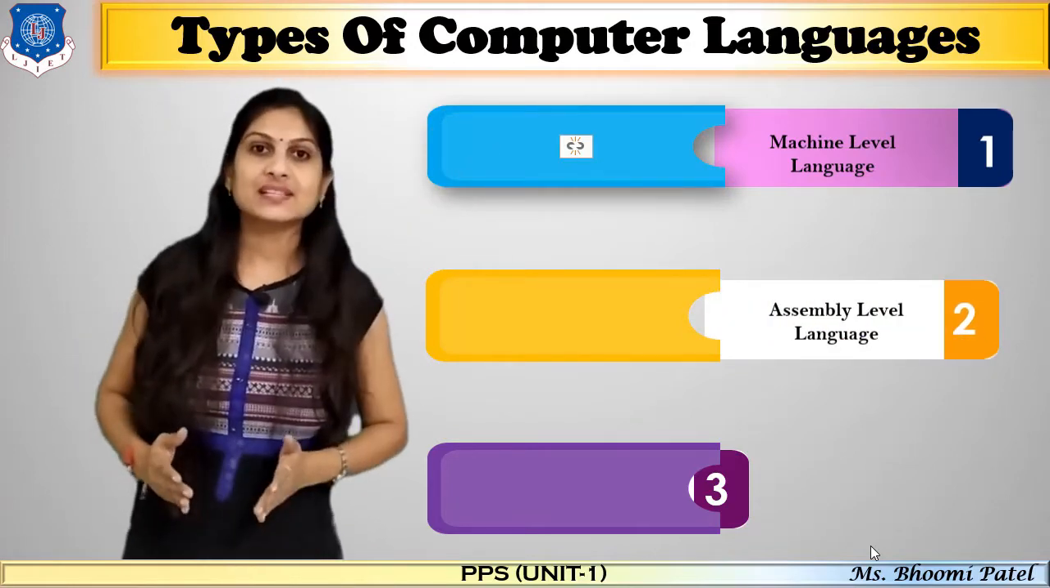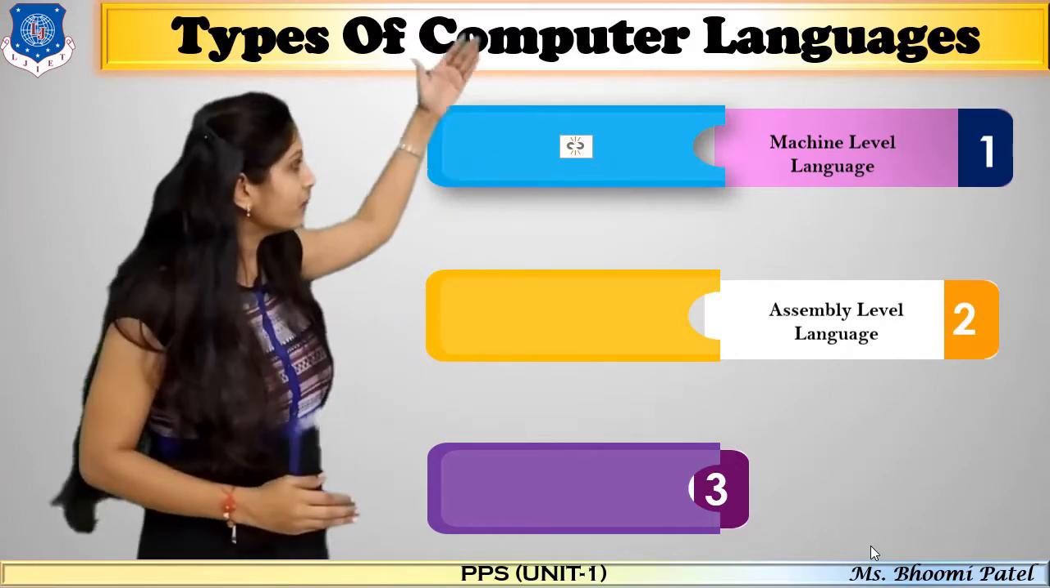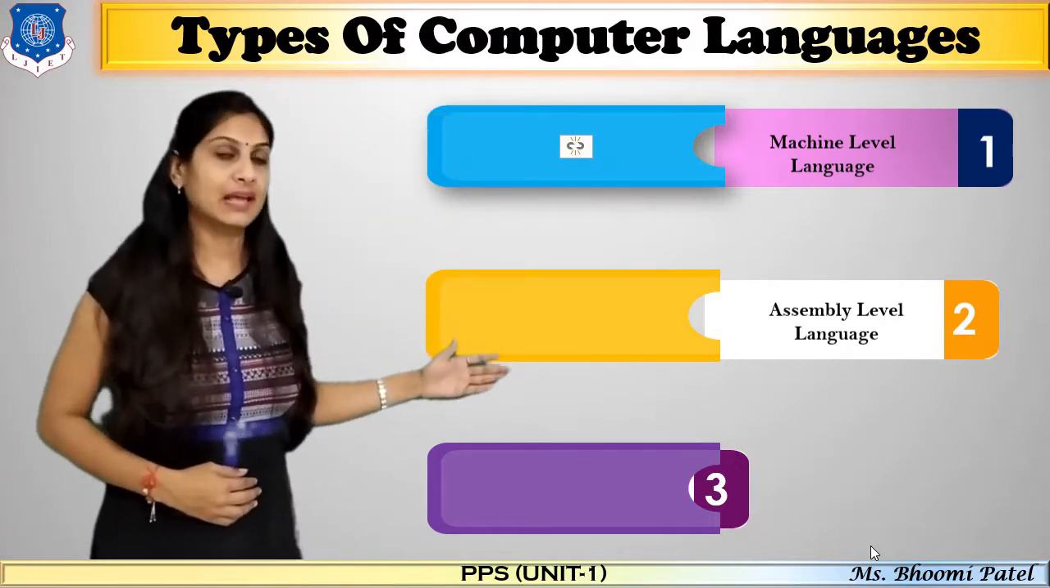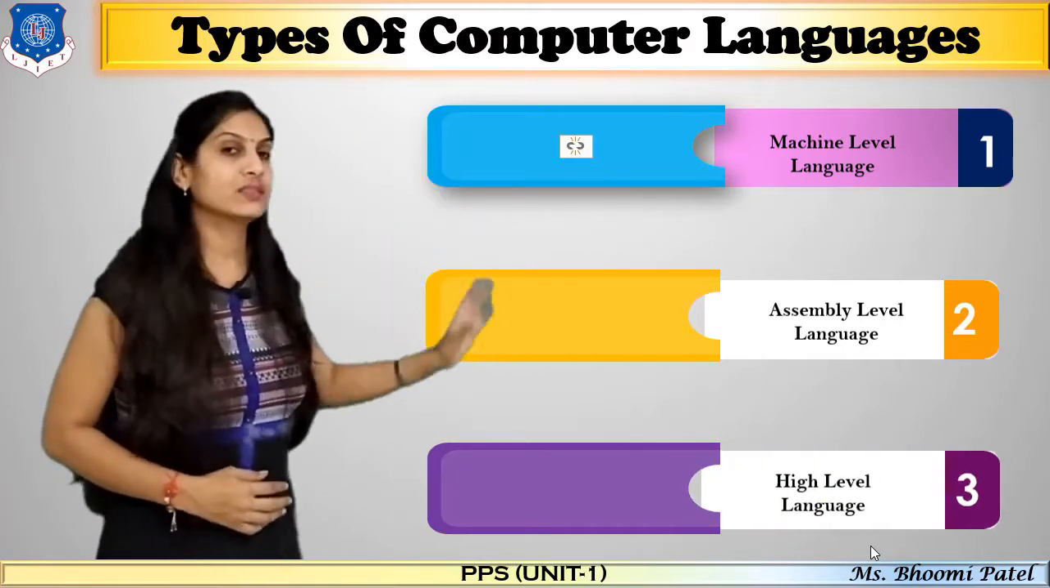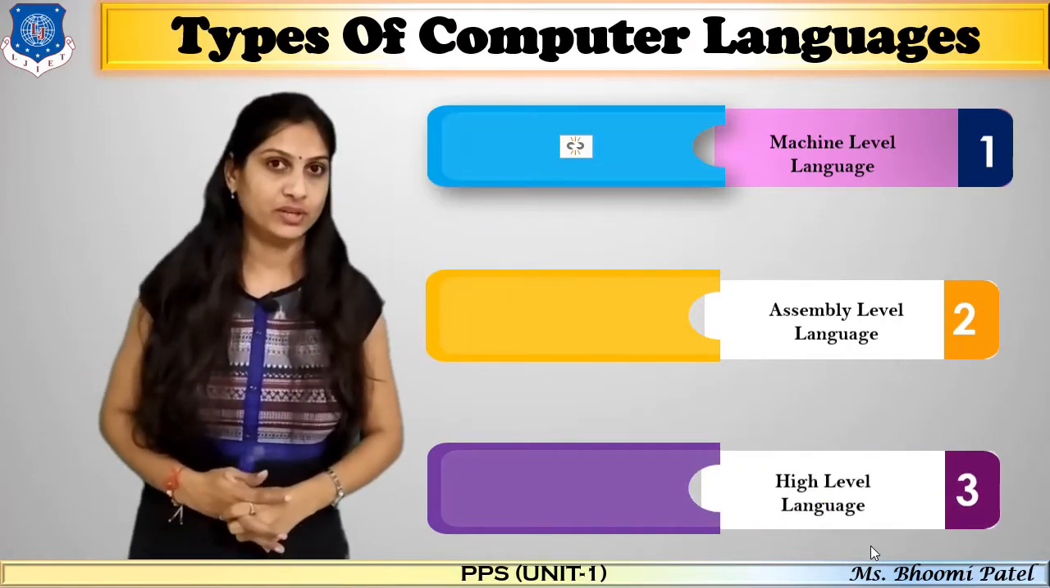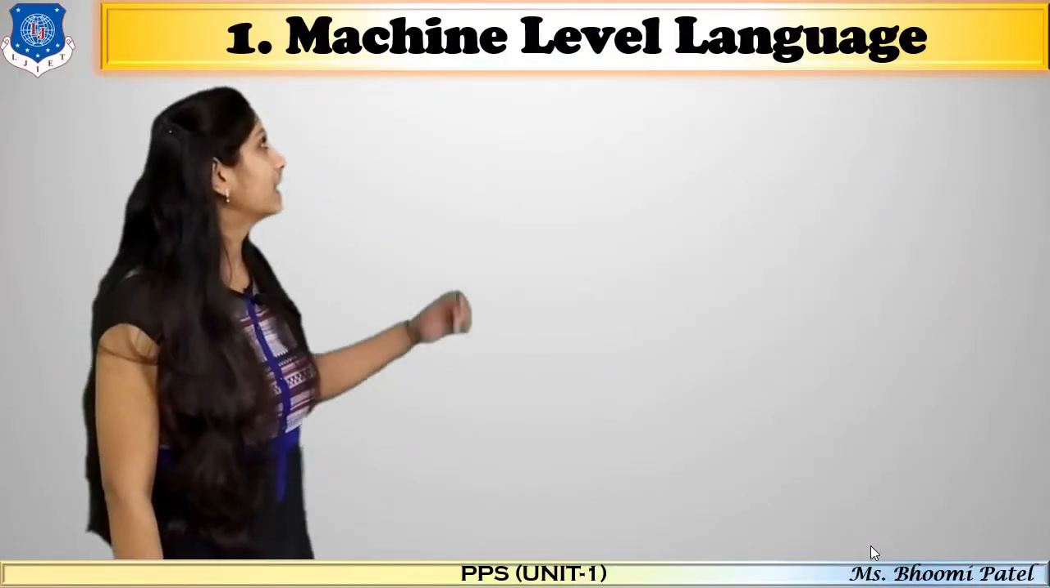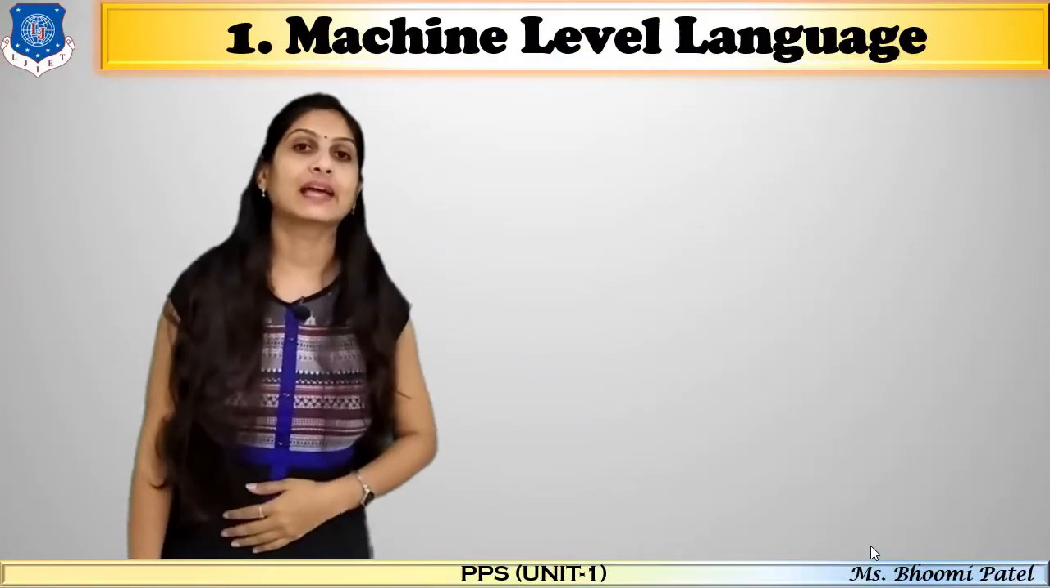In today's lecture we are going to cover three different types of computer programming language: machine level language, assembly level language, and third is high level language. So let's start with the very first language, machine level language.